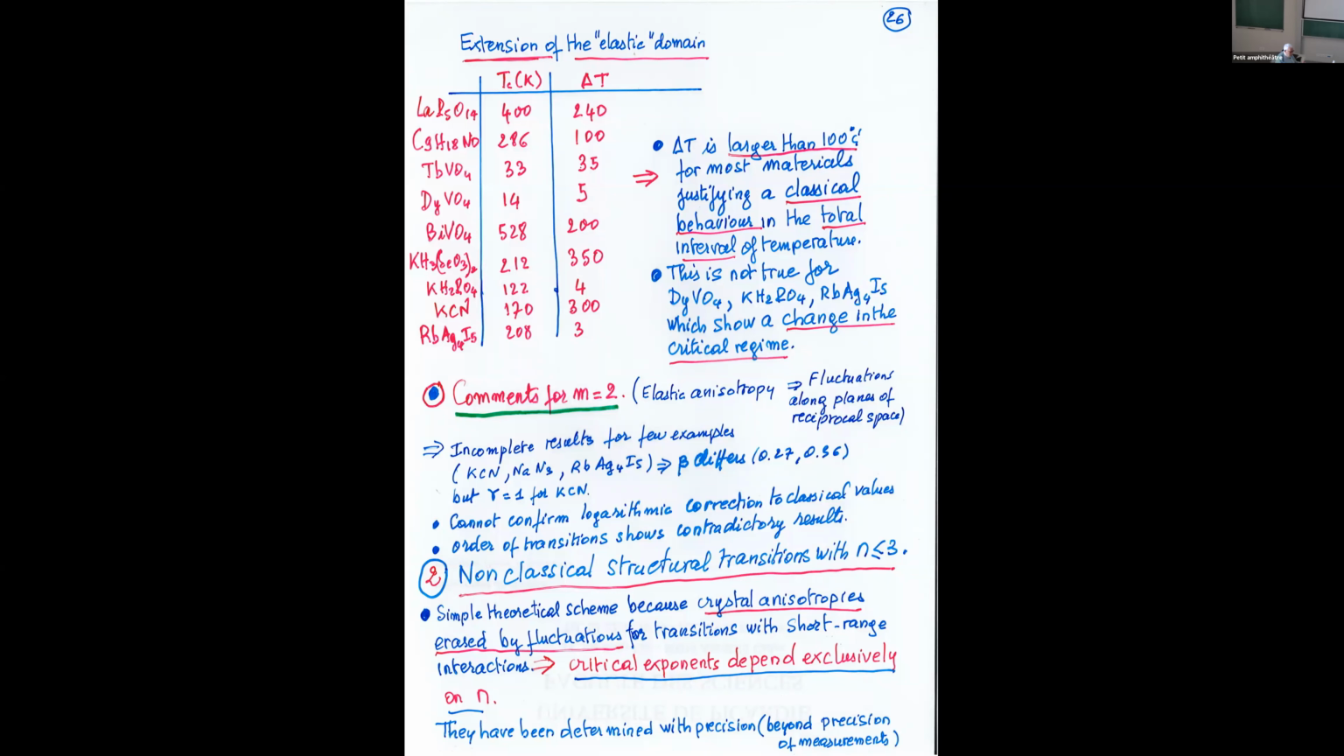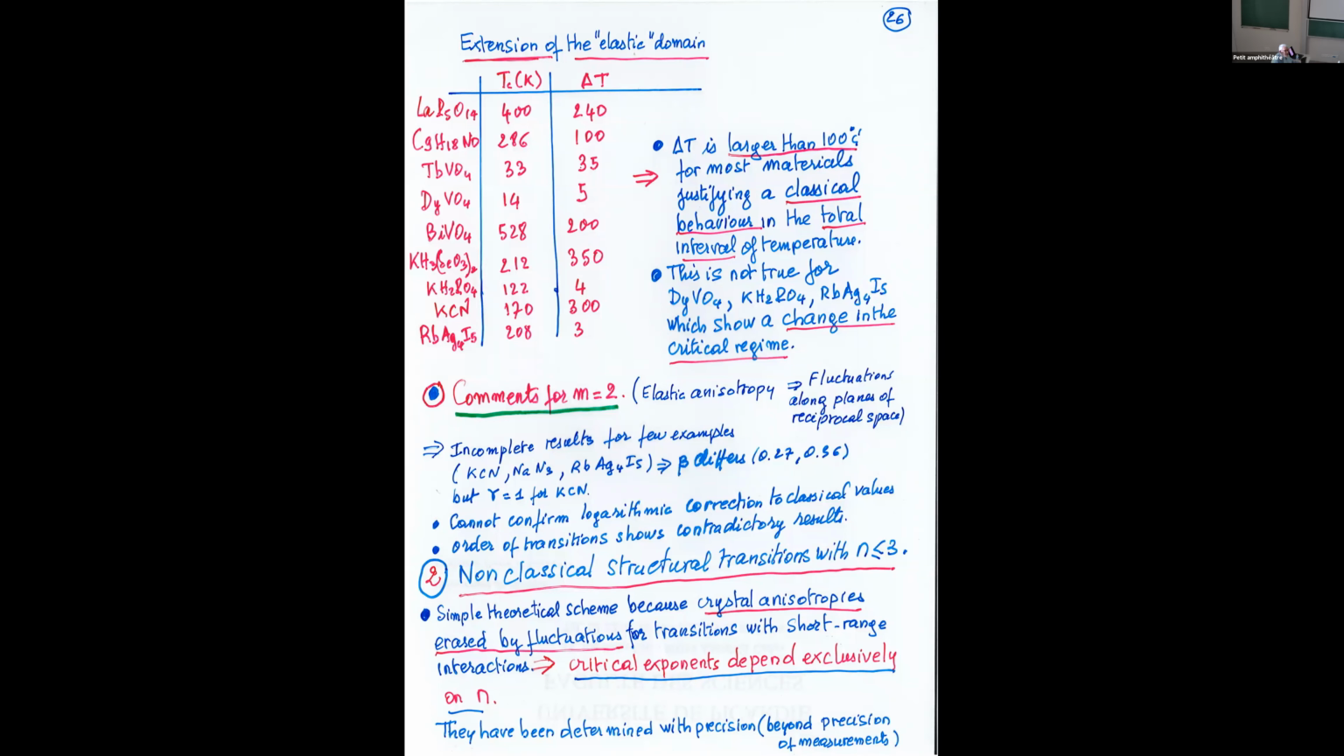Now, let's go to a more firm state, which is non-classical structural transition. Non-classical means we have short range interaction. And if we want to use some other vocabulary, it concerns improper ferroelastic and improper ferroelectric. It means that the order parameter is not a macroscopic quantity. It's some short range mechanism, displacement and so on. And here it's interesting because everybody accepted the idea that in reality the crystal anisotropies are erased by the fluctuations, and then the critical exponents depend almost exclusively on the number of components of the order parameter.